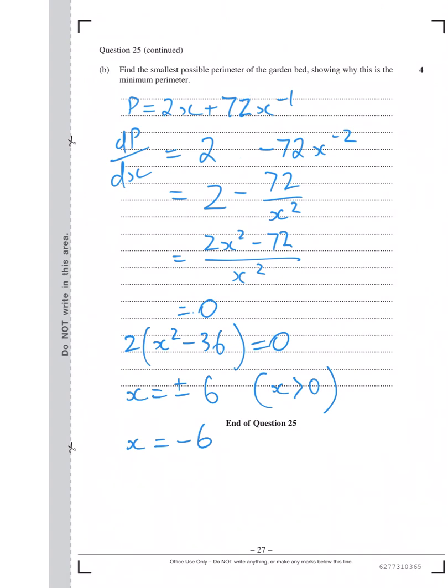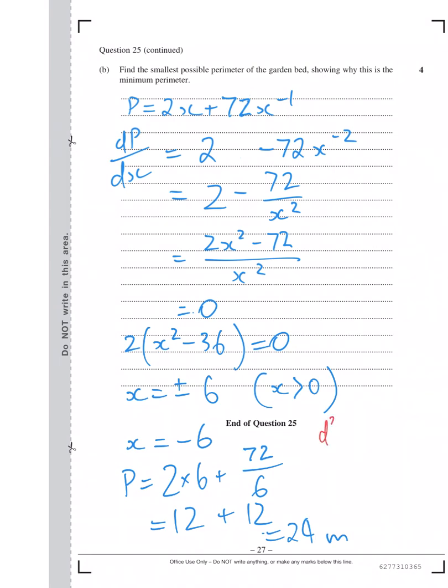Now, considering my perimeter here, that means my perimeter is going to be 2 times 6 plus 72 over 6, which is 12 plus 12, which is 24 meters. Now, I do as well want to prove that that is in fact the minimum. And what I'm going to do there is then go and use my next derivative, d squared p over dx squared, which is going to be equal to 144x to the minus 3, or 144 over x cubed.